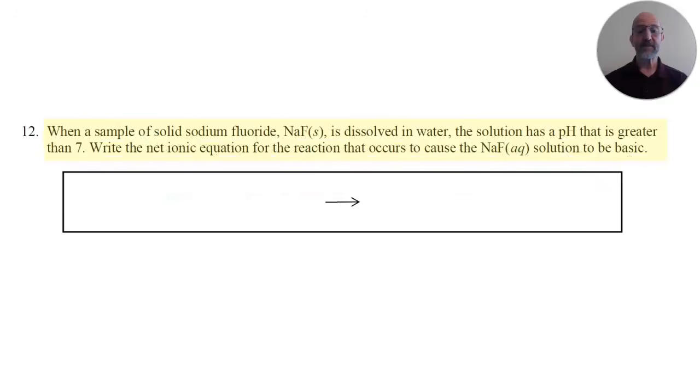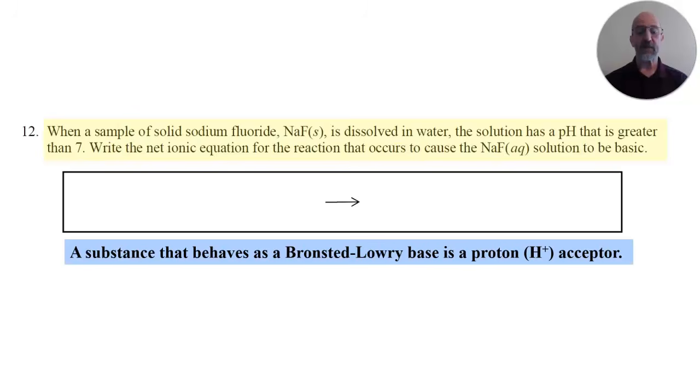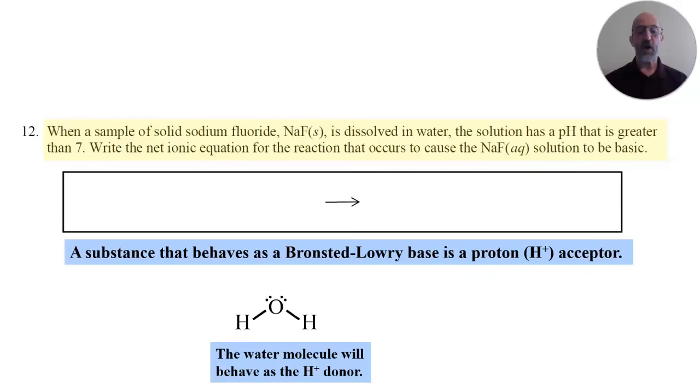So we're looking for a substance that behaves as a base. That would be a proton acceptor. So a substance that behaves as a Bronsted-Lowry base is a proton acceptor. So what's going to be the proton donor? That's going to be the water. So not sodium, not fluoride, but H2O. So the water molecule will behave as the proton donor.